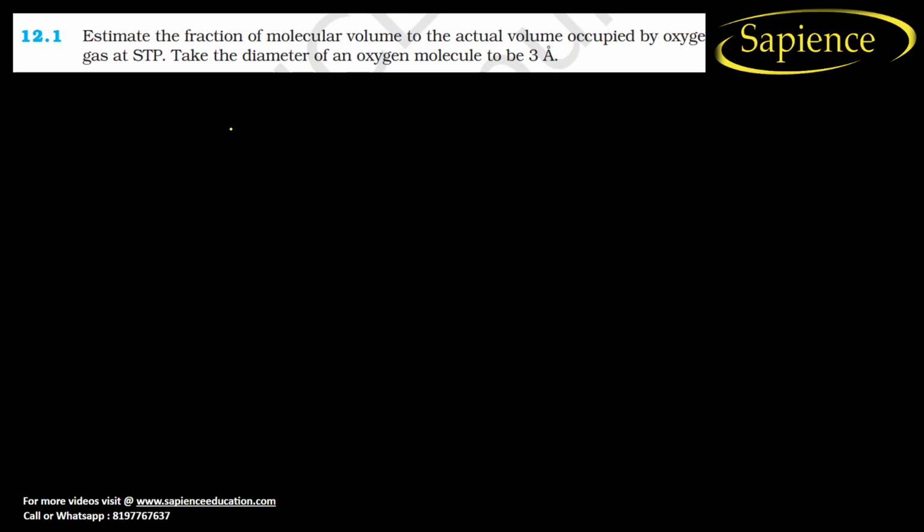See, this question has been given. Let us consider there is a cylinder and it contains oxygen at STP. So these are the oxygen molecules. Estimate the fraction of molecular volume to the actual volume occupied. See, the actual volume occupied is this one. Total, this volume is the actual volume occupied.